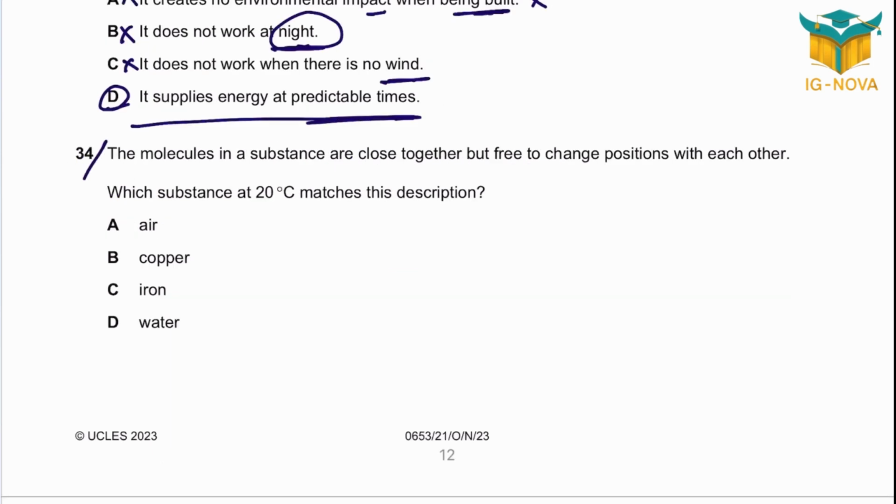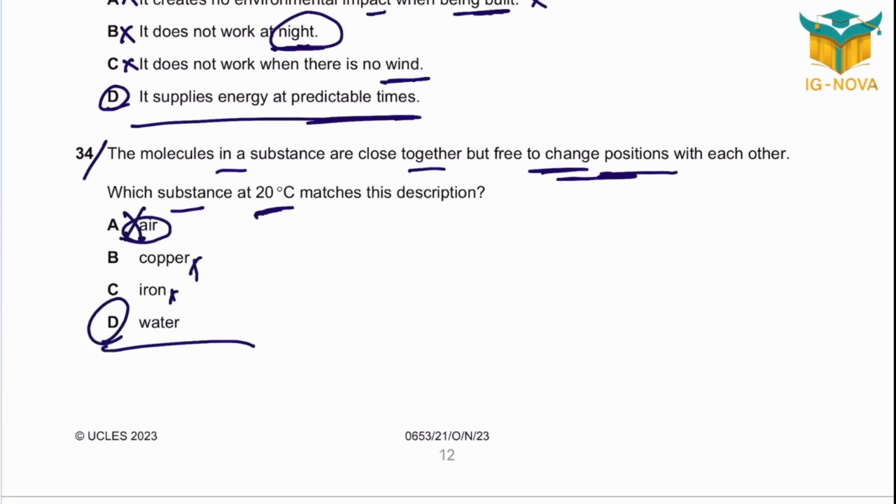Question 34. The molecules in a substance are close together, but free to change positions with each other. Which substance at 20 degrees Celsius matches this description? The matter can change position normally at 20 degrees. It's surely not copper or iron, also not air, it's only water, which is a liquid state.